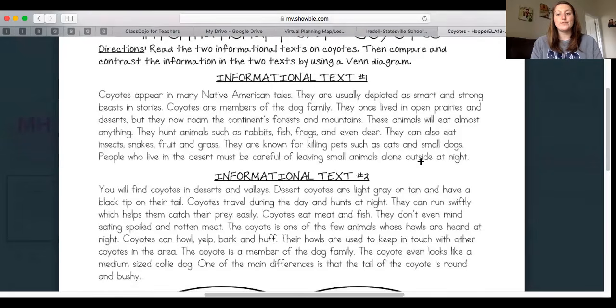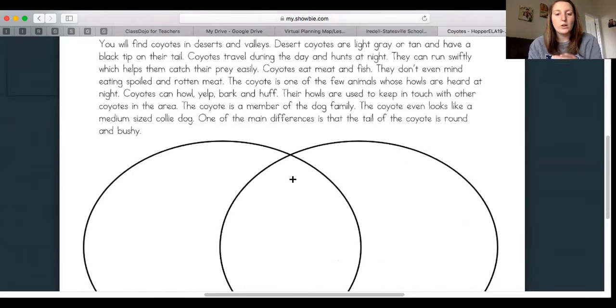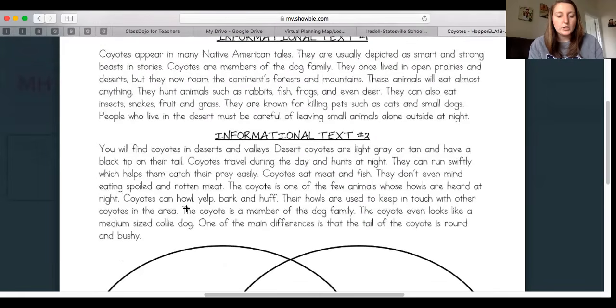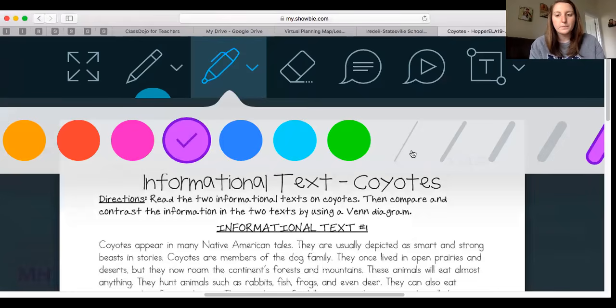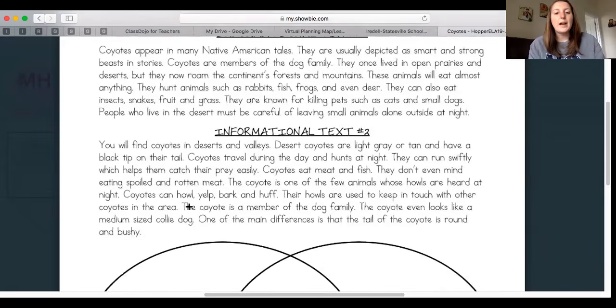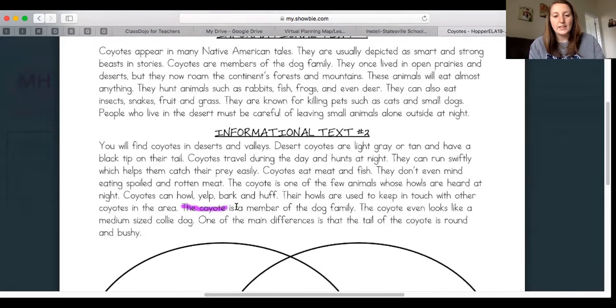So I want to first find things in both passages that say the same thing. So I want to be sure that I'm looking through and making sure that each item I find is in both passages. That will go in the middle of our diagram here. So I said that I'm pretty sure I heard something about, that's really big. Is there a way I can make this smaller? Oh, yes, perfect. Cool. Okay. So I'm pretty sure that I read something about it saying that coyotes are a member of the dog family. Let me highlight that.